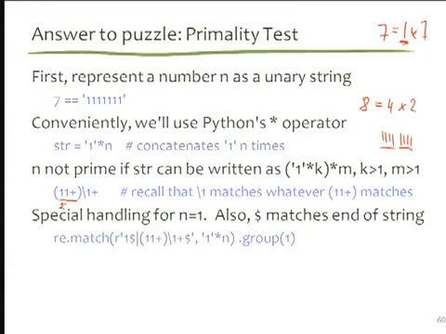Why does the multiplication work? Because remember, this is a unary representation, right? So if you write a number like 16, then that's 4 and 4 and 4 and 4. Okay? Is that clear? Please.